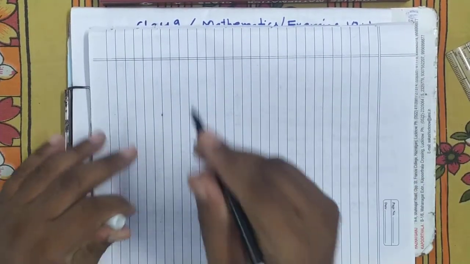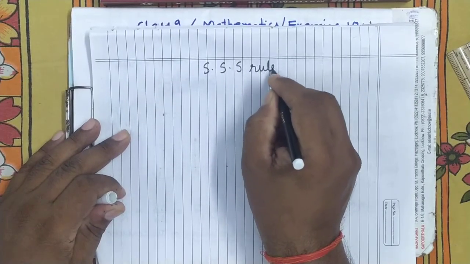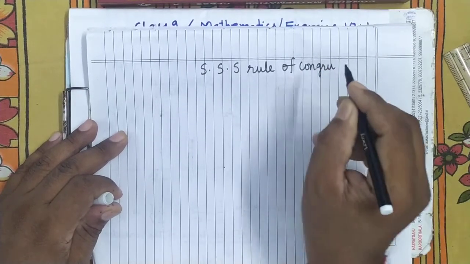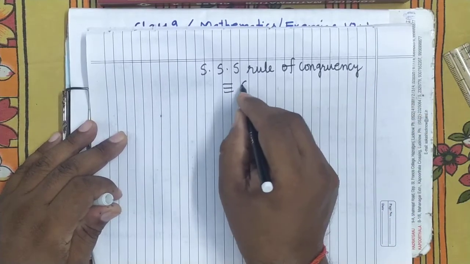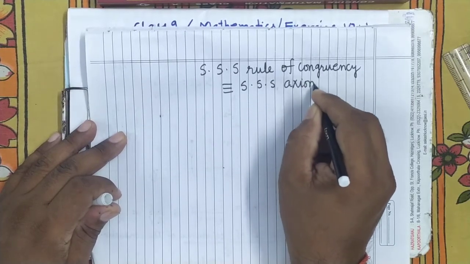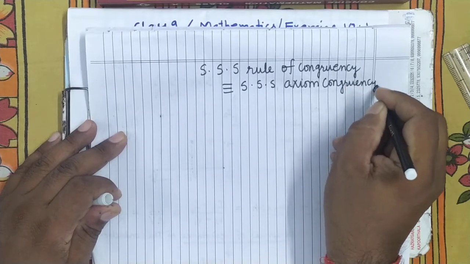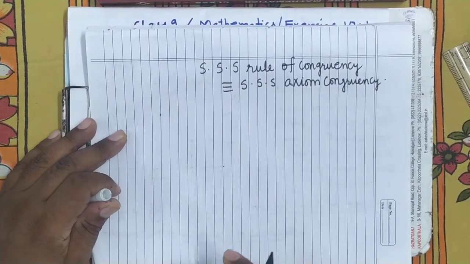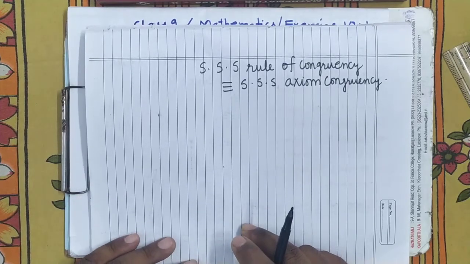SSS rule of congruency, you see here. This we also say as the SSS axiom of congruency. Questions in exercise 10.1 are based on the SSS rule of congruency or the SAS rule of congruency. So what is the SSS rule of congruency?